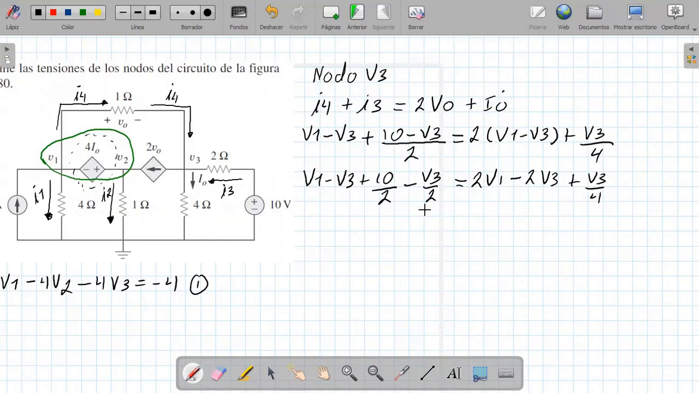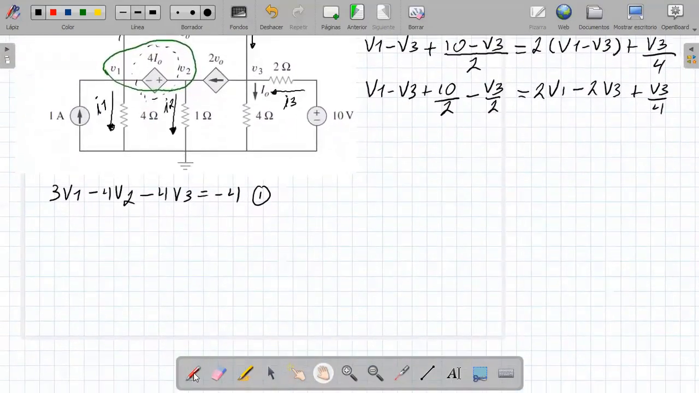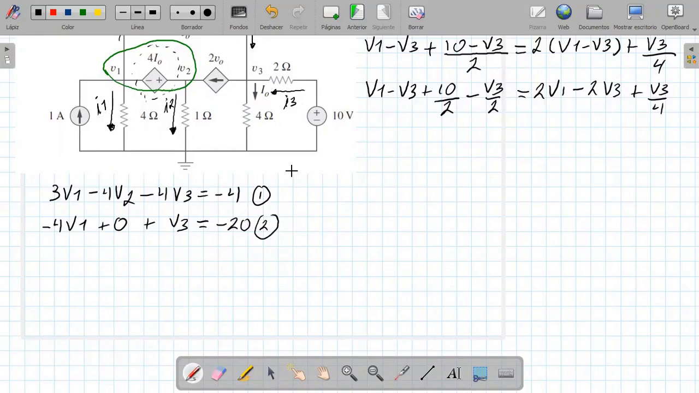Okay. I'm going to leave everything that has variables on one side, and anything that has a constant on the other side of the equal sign. Please do it yourself. It's just adding and subtracting, but due to time constraints I can't do it. Here, since there are only variables V1 and V3, that will be minus 4 V1 plus 0 V2, look, here there is no V2, plus V3 equals minus 20. That's going to be my second equation.